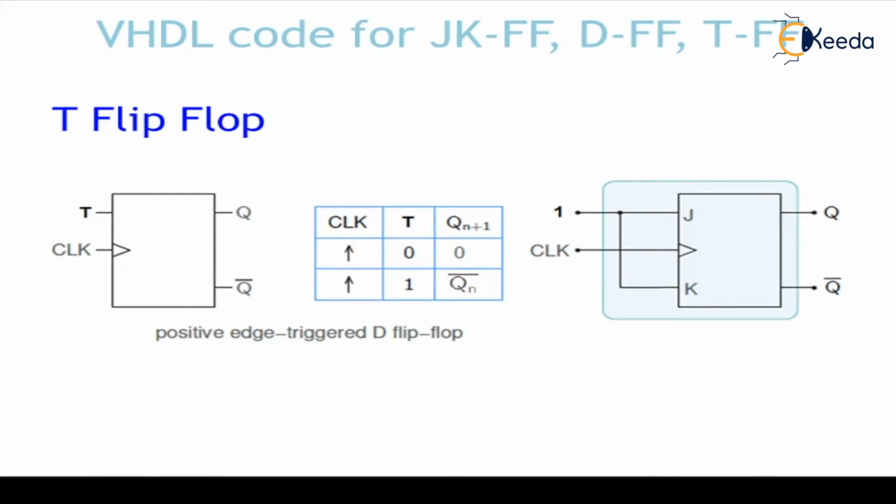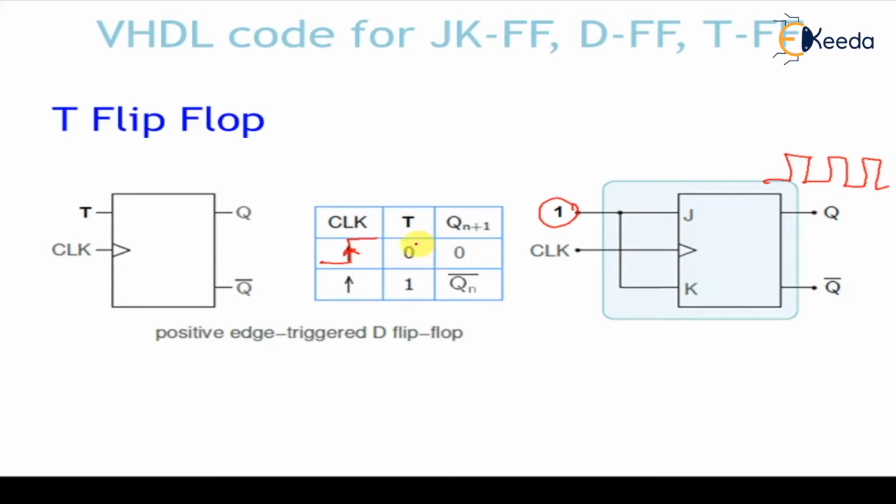Now for the T flip flop, again we have to see the truth table. T flip flop is designed from the JK flip flop where the J and K inputs are shorted and connected permanently to logic 1. In this case, the Q output will keep toggling. Again here, to detect the rising edge of the clock, we write if clock'event and clock equal to 1. It will detect the rising edge.